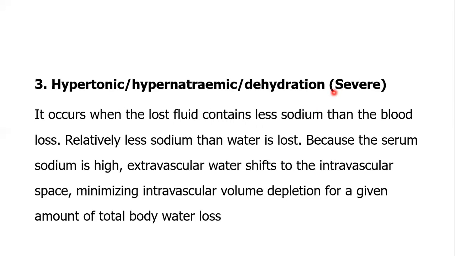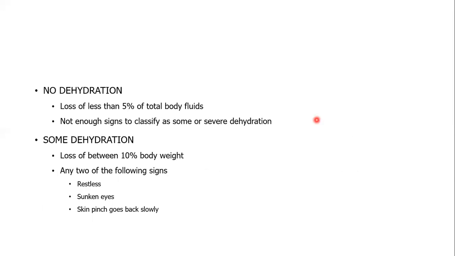Then we've got hypertonic, or hypernatremic, dehydration, where the inside of the blood vessels has more sodium than the outside. Hence, the inside of the blood vessels is going to draw in more water. Hence, we have severe dehydration. Dehydration can also be described, as we are mentioning, as mild, moderate, and severe.